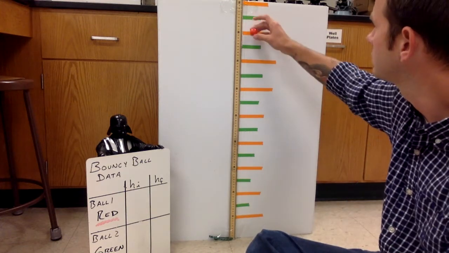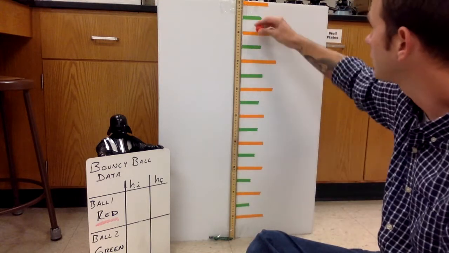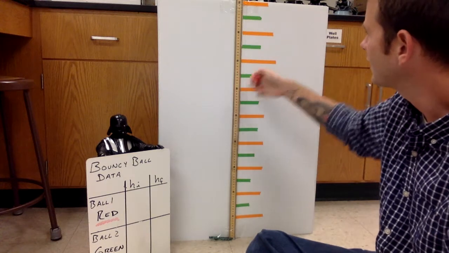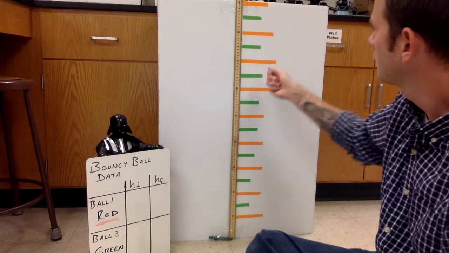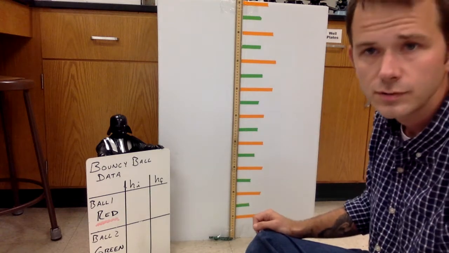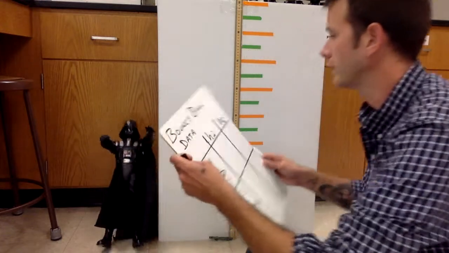Do it one more time. Oops. Trying to bounce and hit the wall. So try to get it consistent. Those are three good ones. So we'll look back at the data and see what that is. But our HI for that one was 0.8.